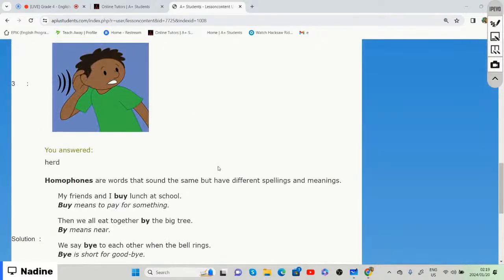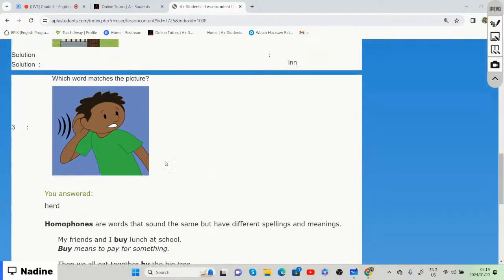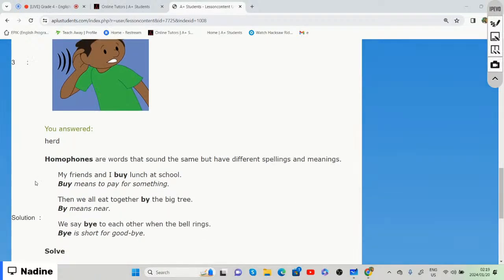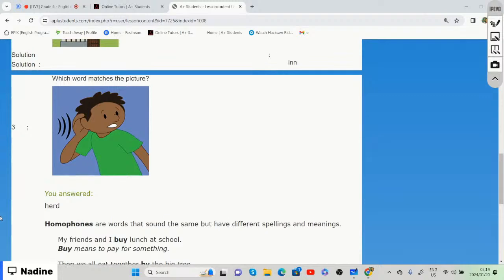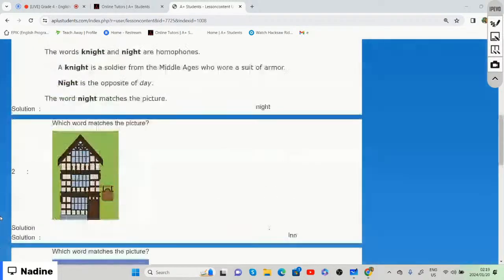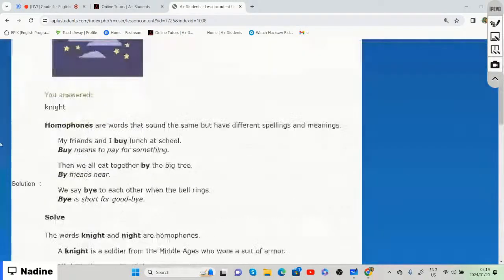And the thing is, with homophones, sometimes it can be tricky because the words are spelled differently. All right. So again, we said homophones are words that sound the same, but they have different spellings and different meanings. For example, my friend and I buy lunch at school. So they buy lunch at school.